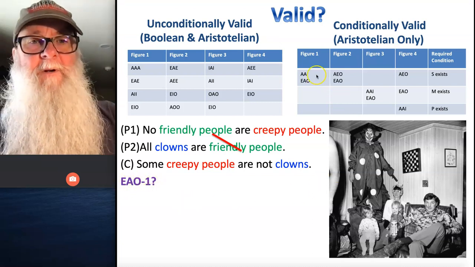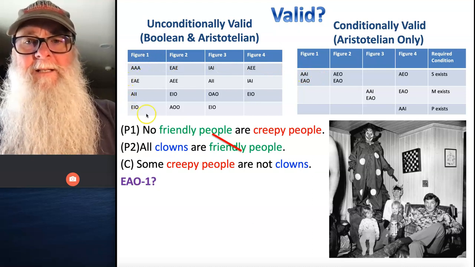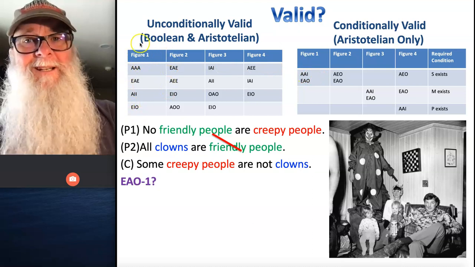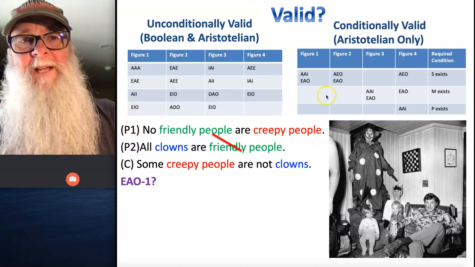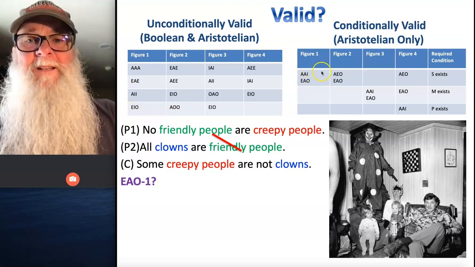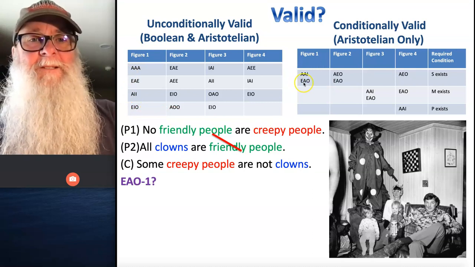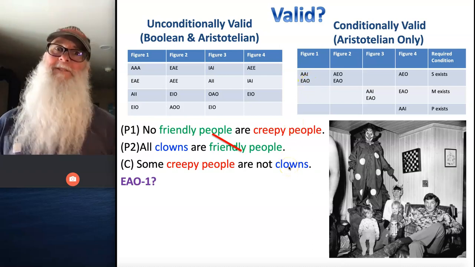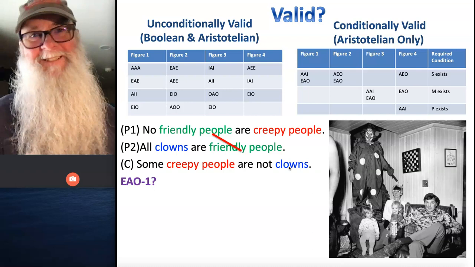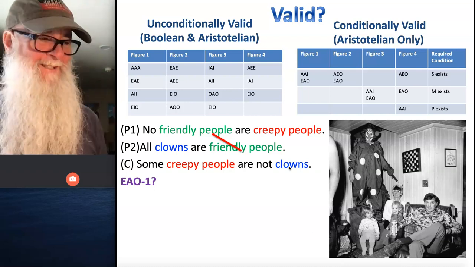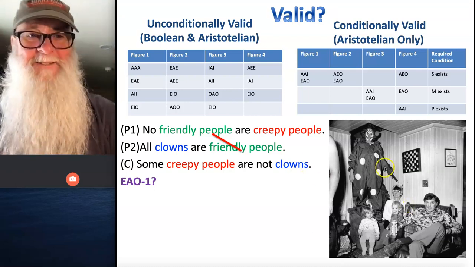And sure enough, we come over here, and it is not on this chart in figure 1, so it's not valid from the Boolean standpoint. We know that. But it appears to be valid from the Aristotelian standpoint, because look at that. It's right there in our figure 1 column. But I tricked you, and I bet I didn't trick you. I bet you found my slight attempt at tricking you.